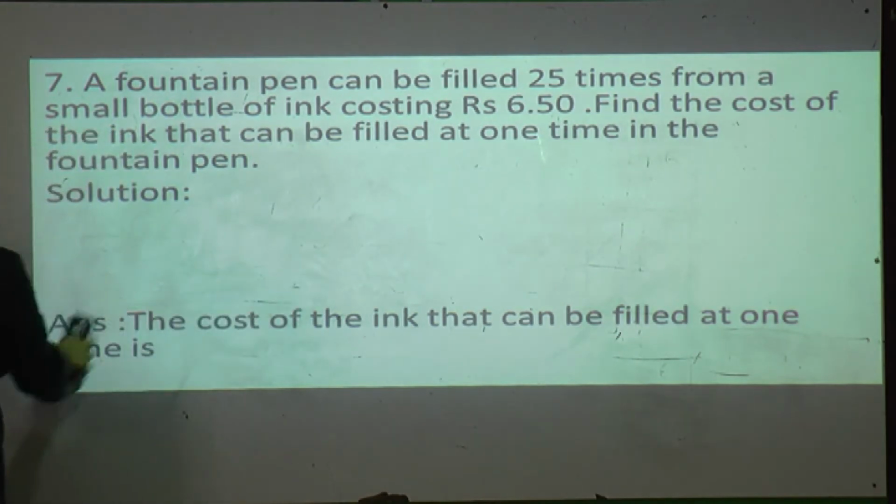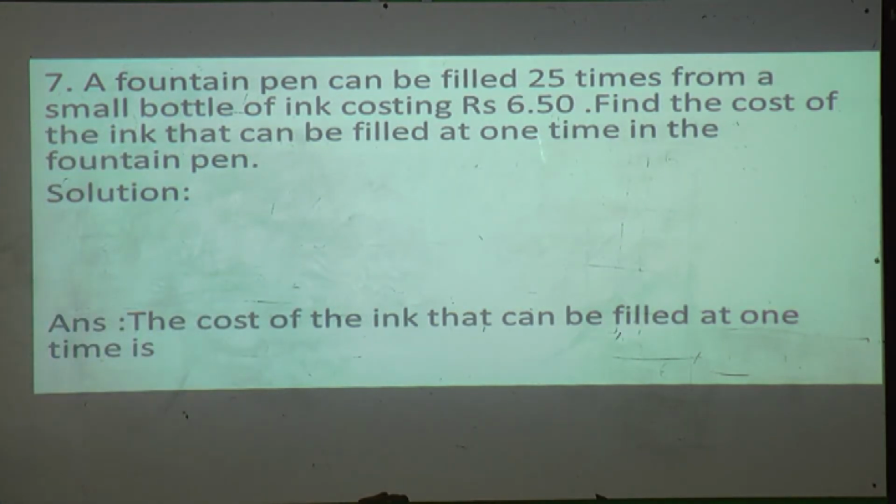Here, a fountain pen can be filled 25 times from a small bottle of ink costing rupees 6.50. That means 6 rupees 50 paise. Find the cost of the ink that can be filled at one time in the fountain pen.